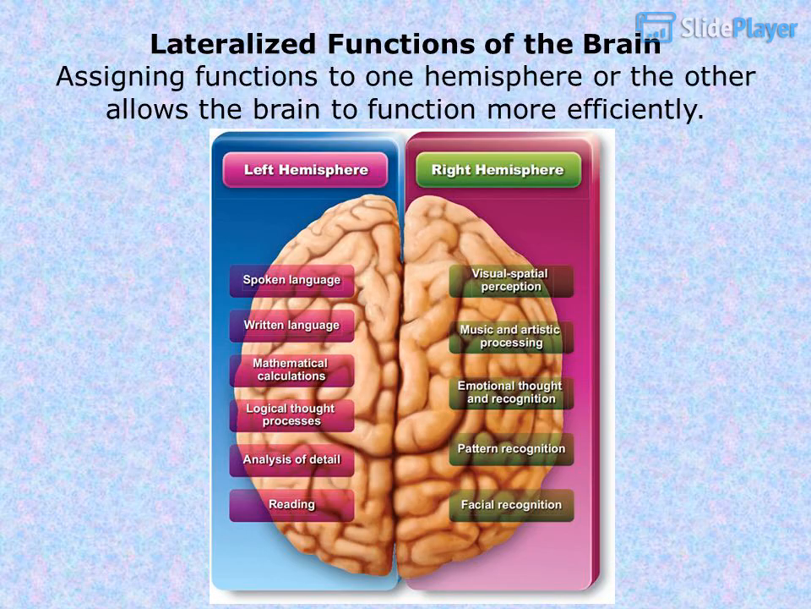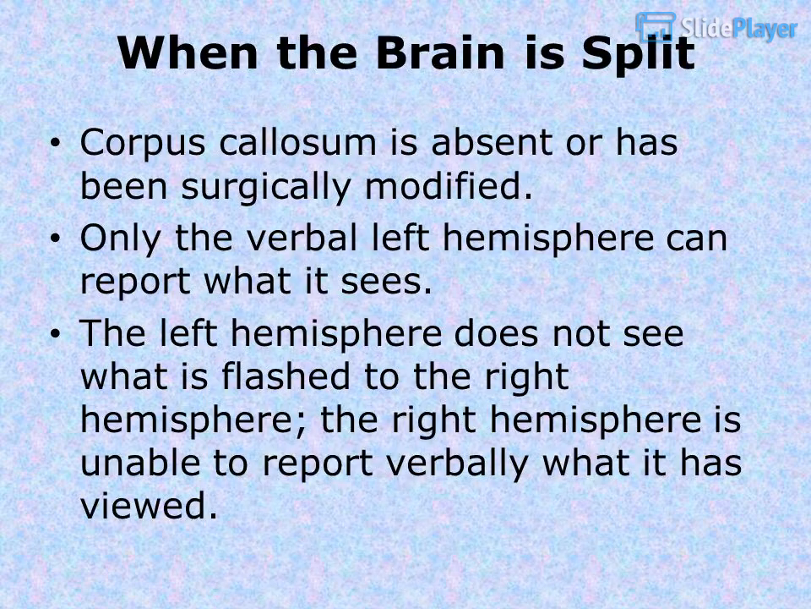Lateralized functions of the brain. Assigning functions to one hemisphere or the other allows the brain to function more efficiently. In a split brain, the corpus callosum is absent or has been surgically modified. Only the verbal left hemisphere can report what it sees. The left hemisphere does not see what is flashed to the right hemisphere. The right hemisphere is unable to report verbally what it has viewed.